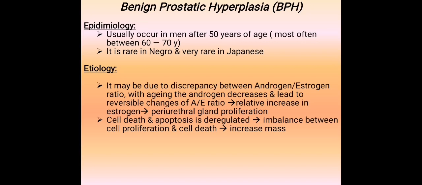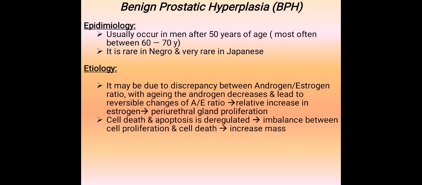Now this is about the prostate. Now we are going to talk about benign prostatic hyperplasia. Regarding the epidemiology of benign prostatic hyperplasia, it usually occurs in men after the age of 50 years, most often between 60 and 70 years. It is rare in Negro and very rare in Japanese.